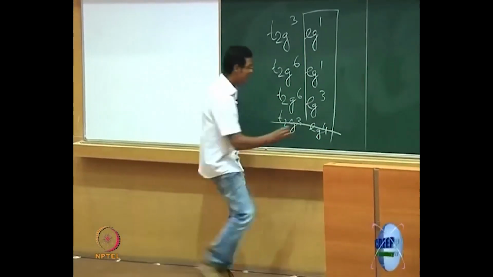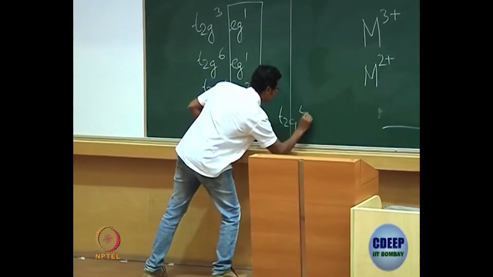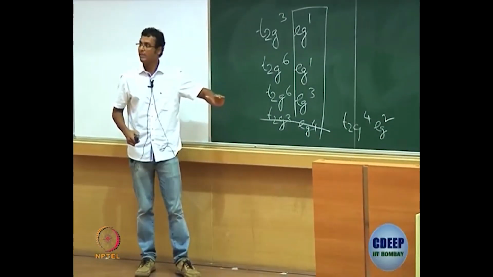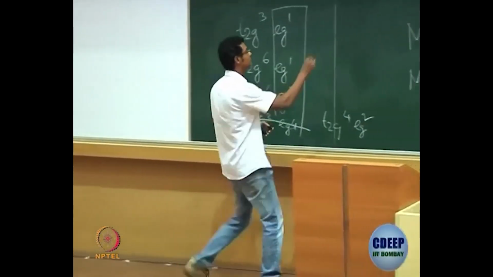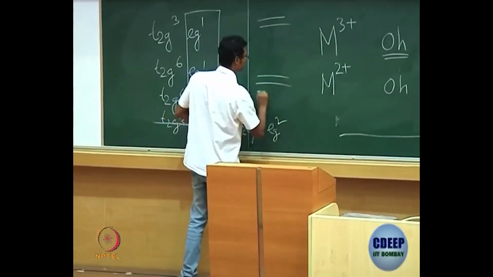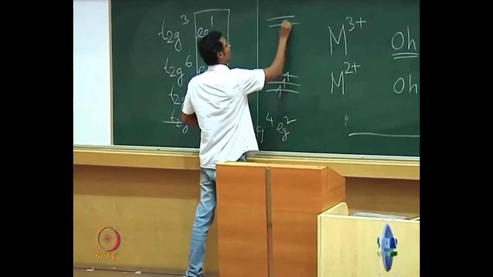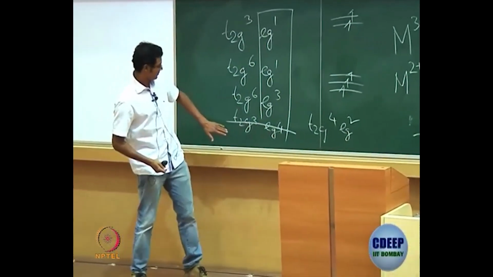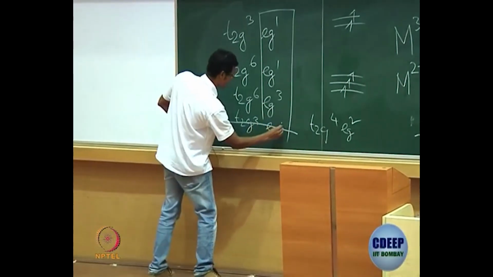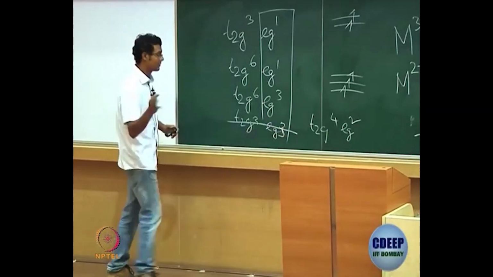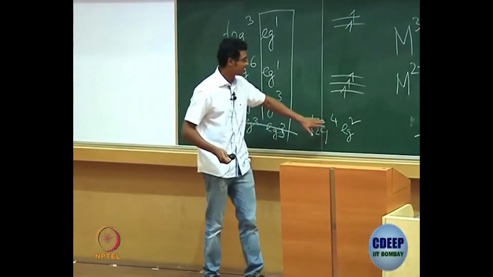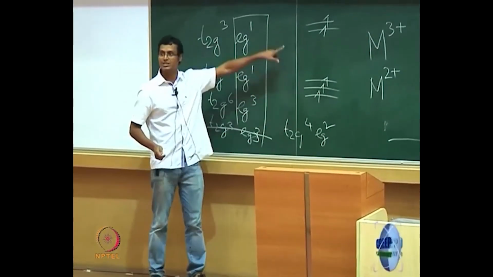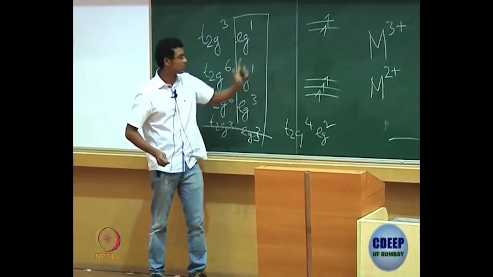t2g3 eg4 actually should be t2g4 eg2, right? Why? Because it's a stabilization. Very good question. Everything I said is correct: 3 plus 3, 6; 4 plus 2. Now t2g3 eg2, this is high spin, if you are saying that.